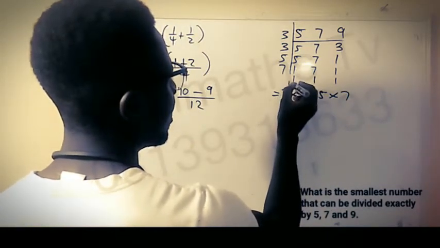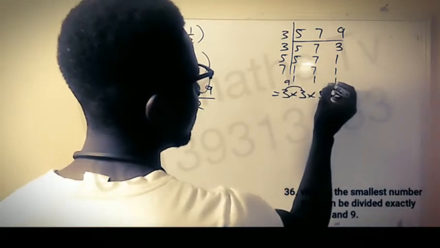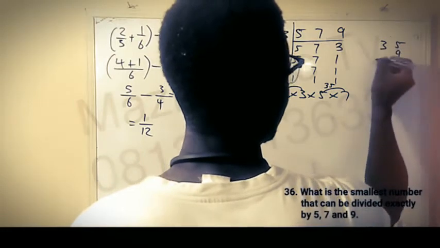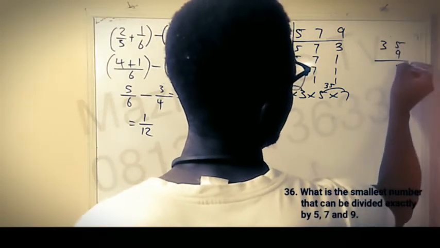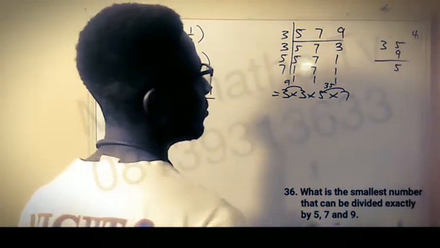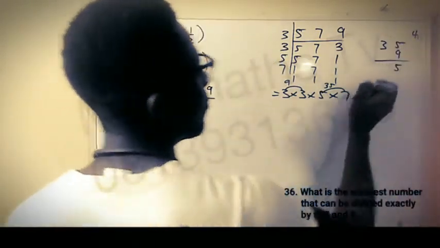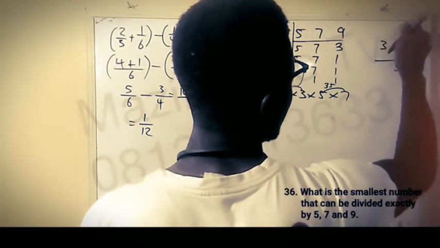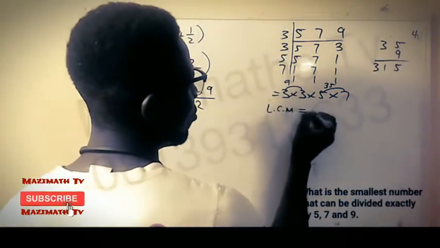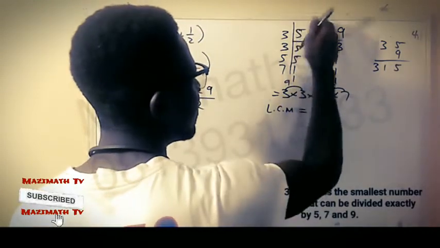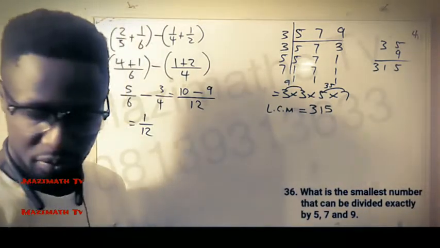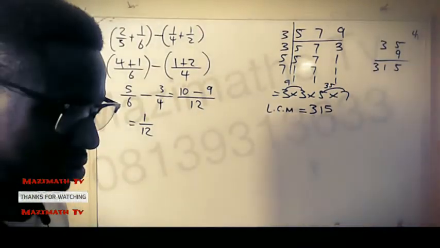3 times 3, that is 9. 5 times 7, that is 35. Now 35 times 9. 9 times 5, that is 45. Write 5, keep 4. Okay. 9 times 3, that is 27. 27 plus 4, that is 31. So the LCM, that is the lowest number that can be divided exactly by 5, 7 and 9, is 315. So that is that about that.